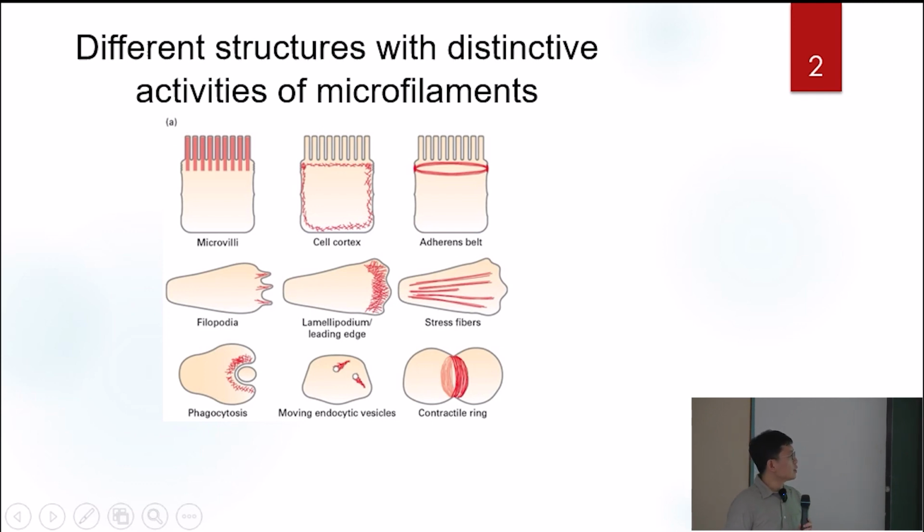It's also involved in the endocytosis process. When cells want to do endocytosis, the actin mesh will surround the membrane and then help with the invagination. Actin can also transport vesicles, and during cell division, it can form the contractile ring and help the cell division.